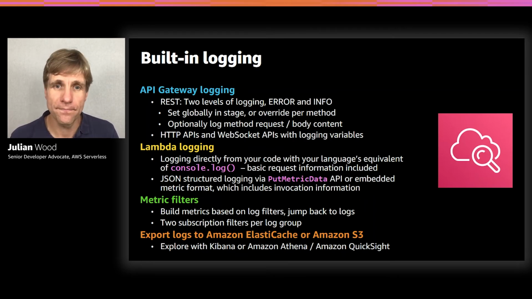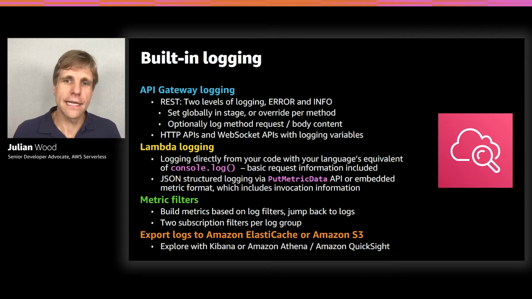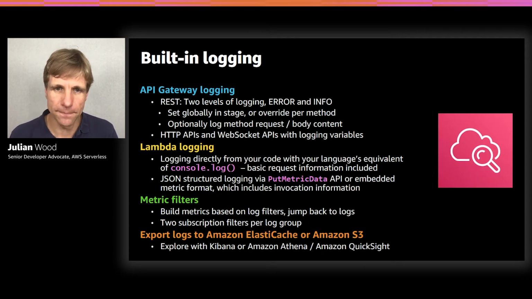variables you can use. For Lambda, you can log directly from within your application code using your language equivalent of console.log in JavaScript or print for Python to send a message to CloudWatch Logs synchronously. You can also create JSON structured logging using either the put metric data API calls or the new embedded metrics format, and this includes function invocation information.